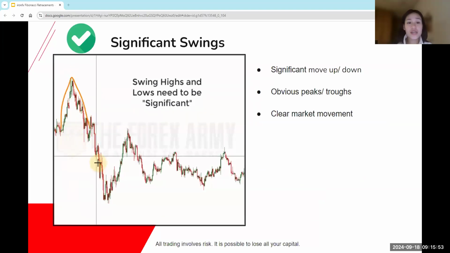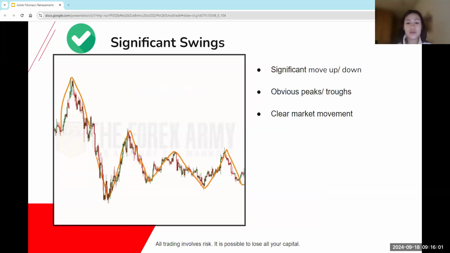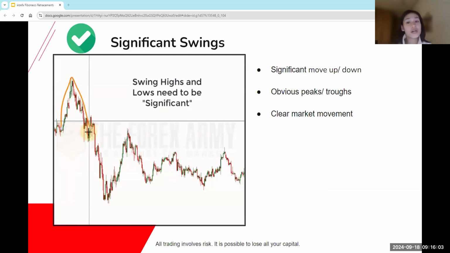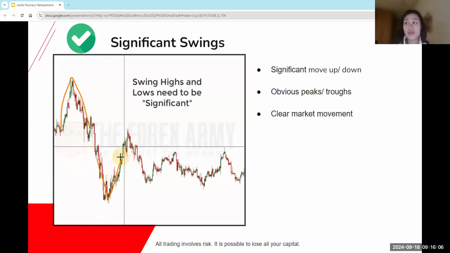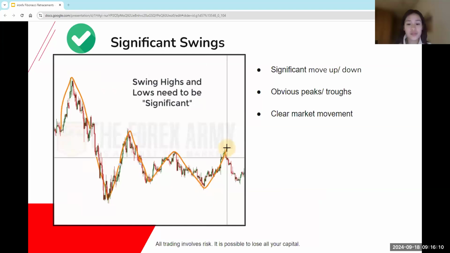So here's a correct example. Here you can see that our significant swings have very clear moves up and down with obvious peaks and troughs and very clear market movements. This is kind of what we mean by significant swings.